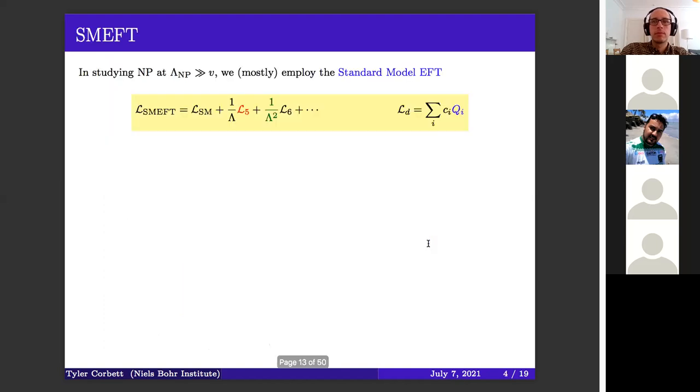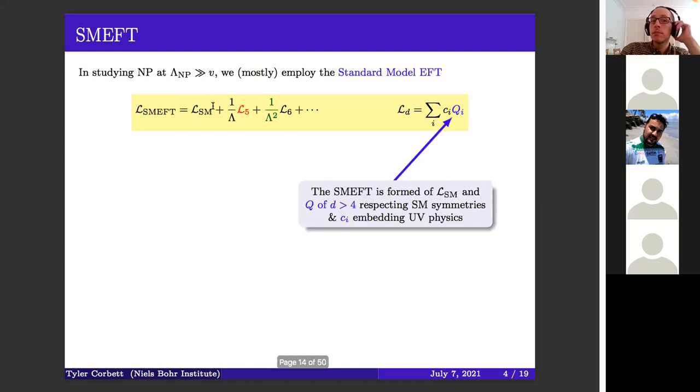So with all of this said, we can form what's called the standard model effective field theory. This is the effective field theory we use to study new physics that's at a mass scale much larger than the electroweak scale, which I denote by the vacuum expectation value of the standard model. There's alternatives to this, but this is what I'll focus on.